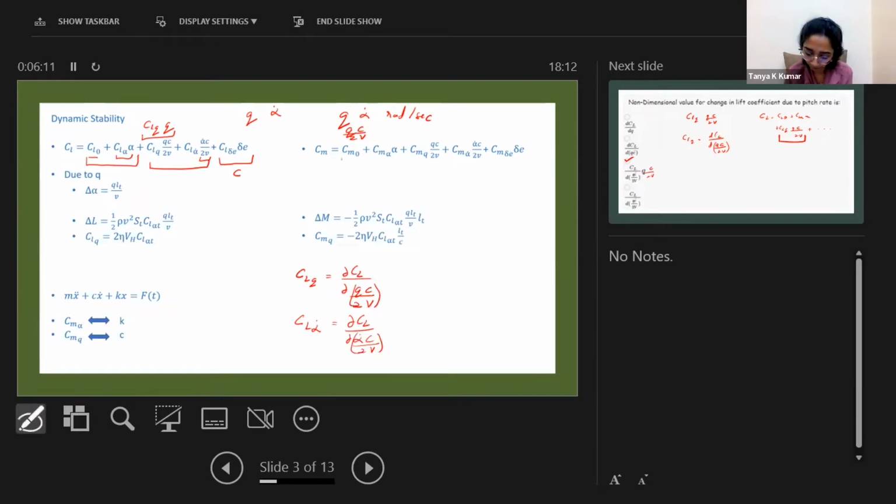Those are your derivatives. Similarly, we do it for the pitching moment. Cm, initially we had taken only Cm naught plus Cm alpha into alpha plus Cm delta E into delta E, which is the control term. Again, we introduce those two terms, that is variation of pitching moment with pitch rate and with rate of change of angle of attack, that is with Q and with alpha dot. So again, you have these two new terms similar to the CL term.